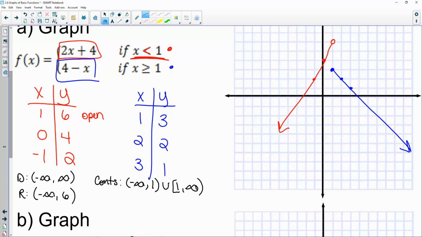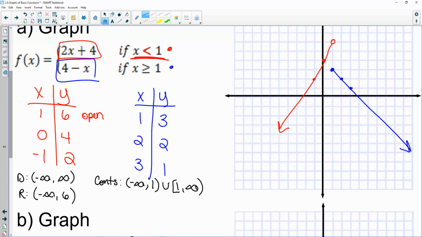If I ask for it, when is it increasing? Negative infinity to 1. Where is it decreasing? 1 to infinity. So I can ask lots of questions about these graphs after we get them. All right. I think I'm going to go ahead and stop here. Tomorrow we will do several more piecewise examples, and we're also going to talk about the greatest integer function. So we'll finish this notes handout tomorrow.